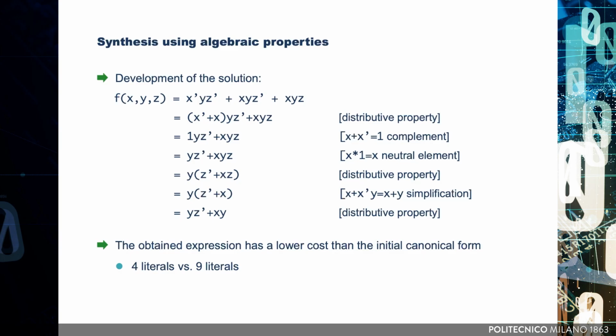This example raises two questions. How did we select the sequence of axioms and properties to apply? How did we determine that the final expression is optimal? The answer to both questions is by eye, or more precisely, by intuition. Something a human has, but a computer does not.